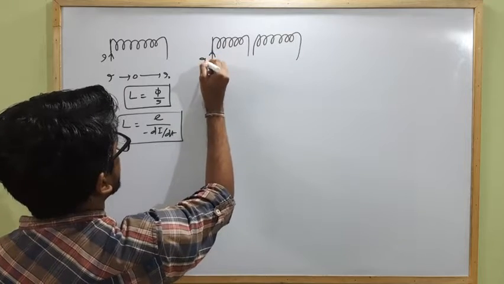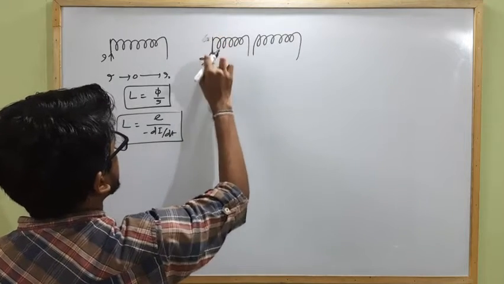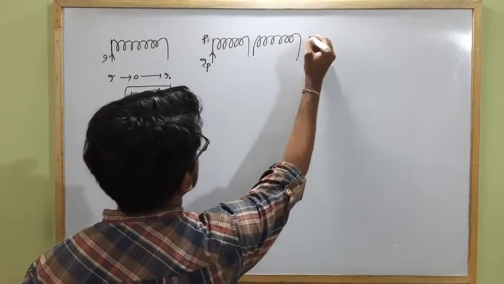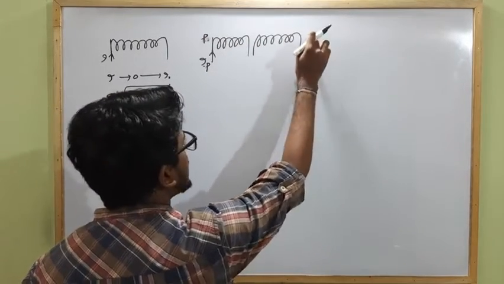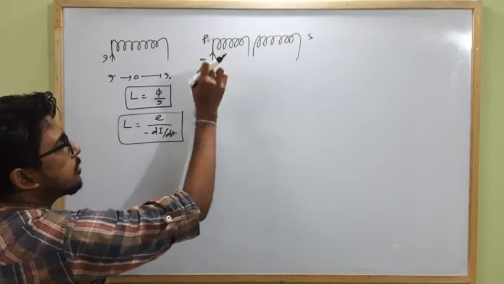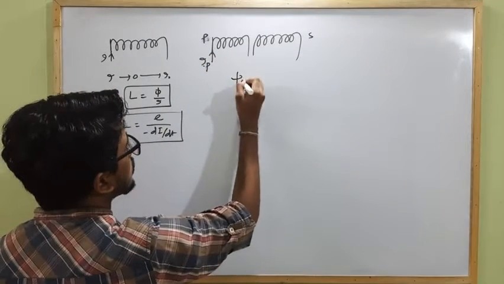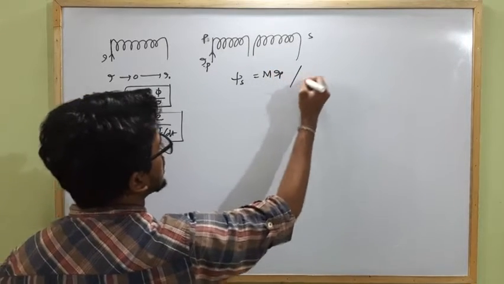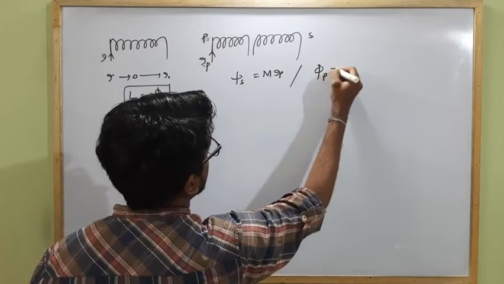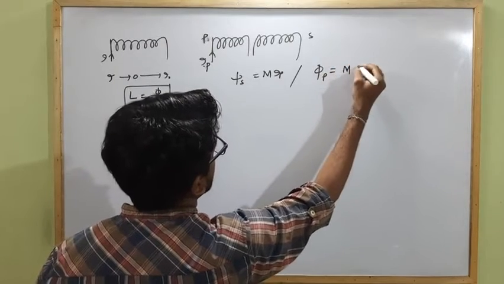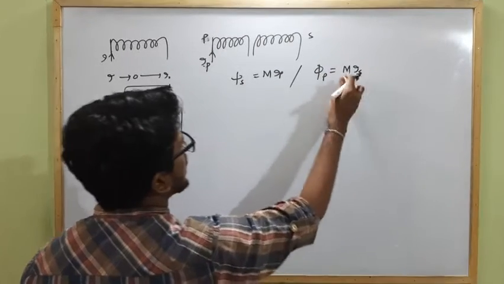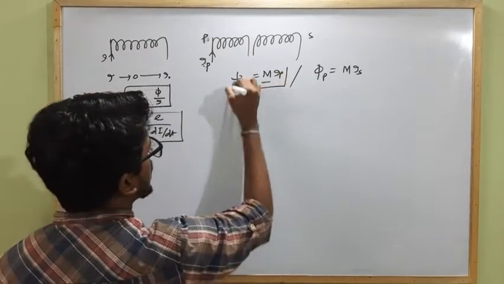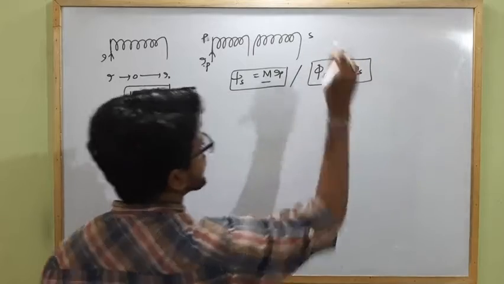Similarly, if there are two coils placed close to each other, the one which carries current IP is known as the primary coil, and the one placed near to it is known as the secondary coil, in which an EMF is induced to oppose this change in current within the primary coil. So the flux linked with the secondary will be some constant M into the current flowing through the primary, or the flux linked to the primary will be the same constant M into the current flowing through the secondary, and this M is a bidirectional coefficient known as the mutual inductance of both the coils.